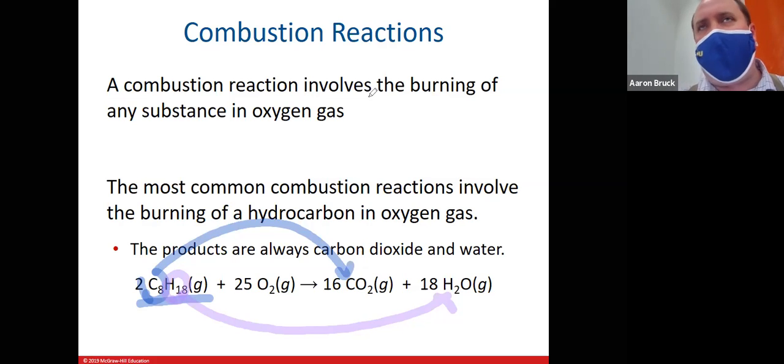Now, if we react with metals or nonmetals, it's a little bit different. We end up getting metallic oxides or non-metallic oxides as a result. But for hydrocarbons, this is the primary pattern.